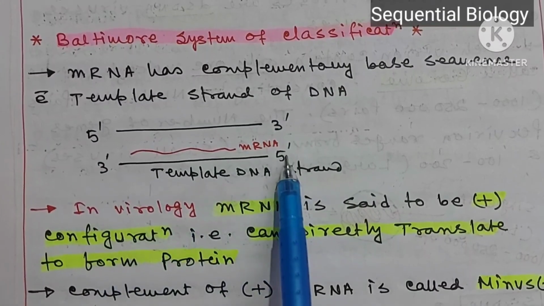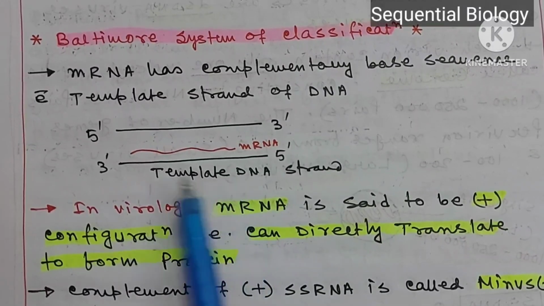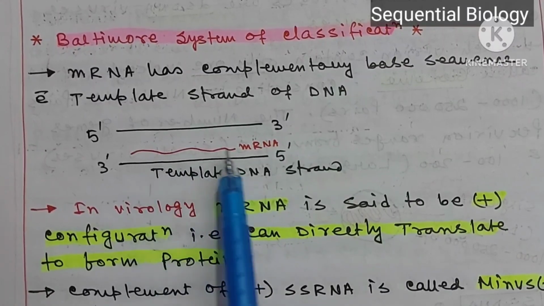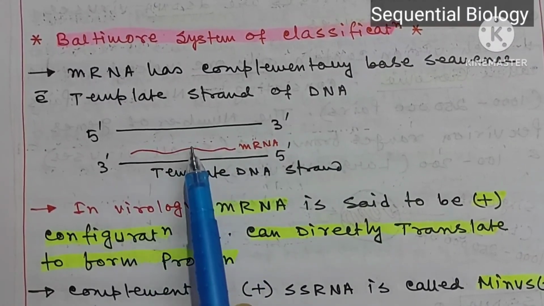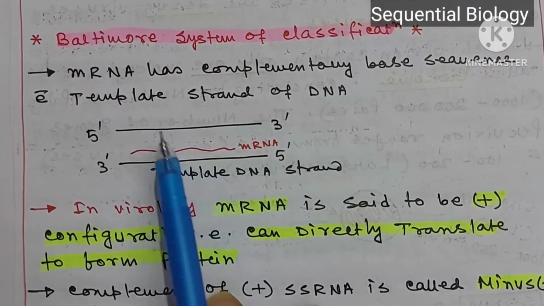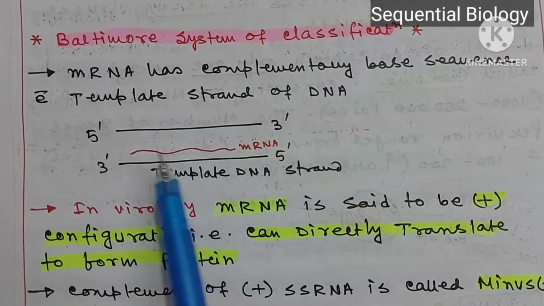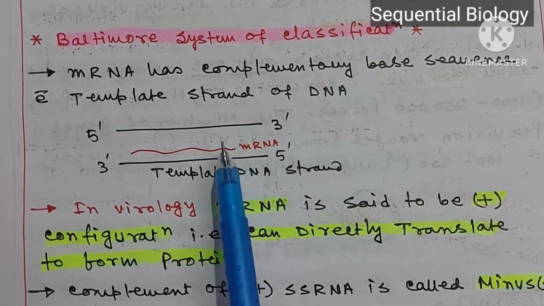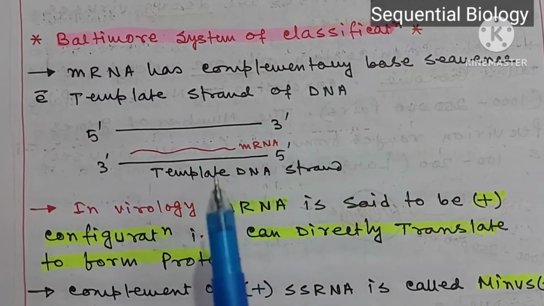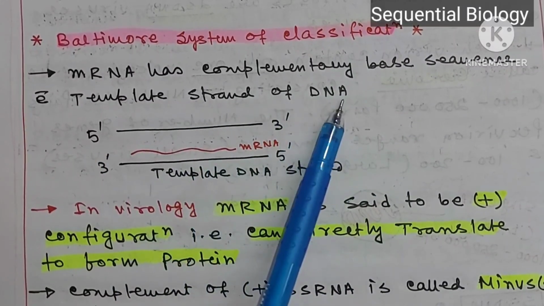This 3' to 5' strand serves as the template. That is, during transcription this strand will be transcribed, so mRNA will be synthesized from this strand. This mRNA has a complementary base sequence to the template strand. And this 5' to 3' strand of DNA has the same base sequence as the mRNA, except for thymine. Thymine is not present in mRNA. So mRNA has the complementary base sequence to the template strand of DNA.